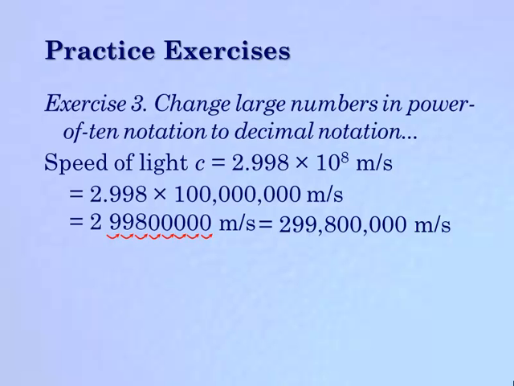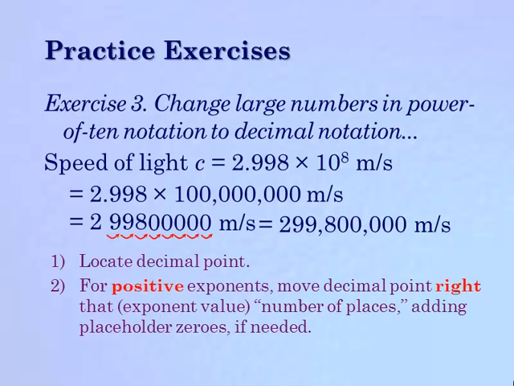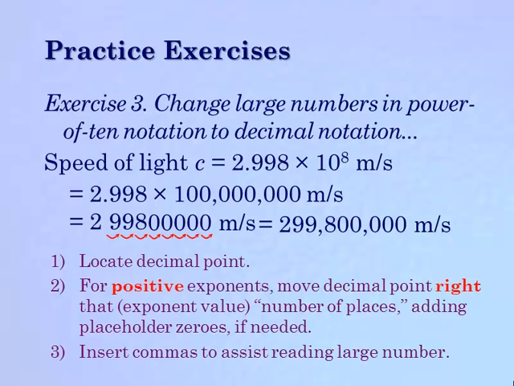In general, we locate the decimal point. For a positive exponent, we move the decimal point to the right that number of places, adding placeholder zeros if needed, as we did in this case, and insert some commas to assist in the reading of that very large number.